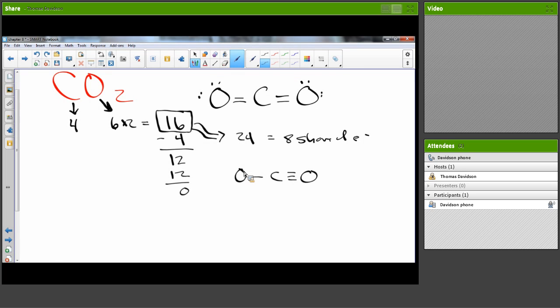Now, did anyone do this? Did anyone do that one? This one is sort of okay. This one works, but this one's right. Okay? So how would we know which one was more right than the other?